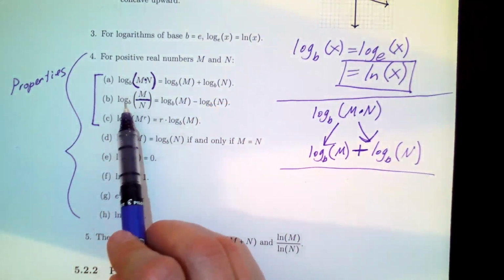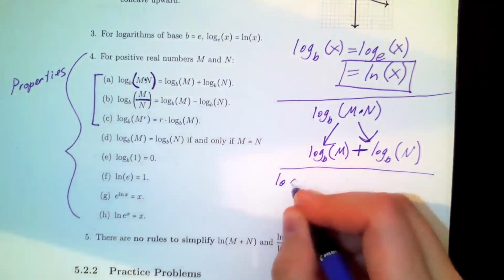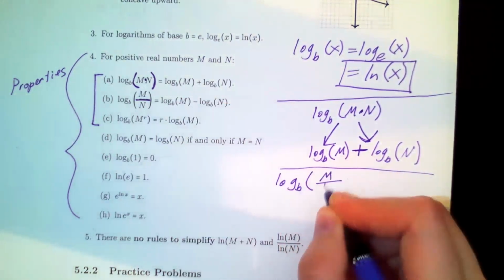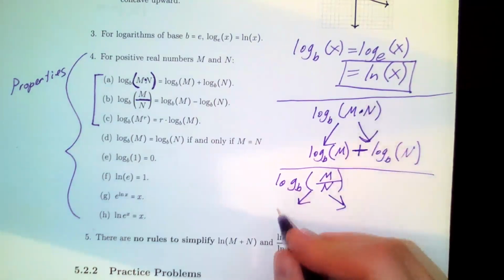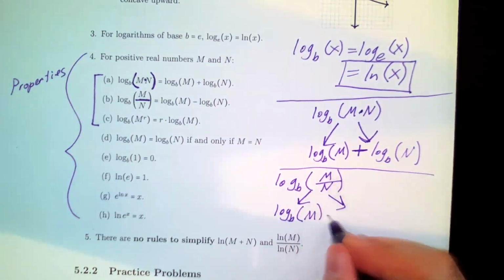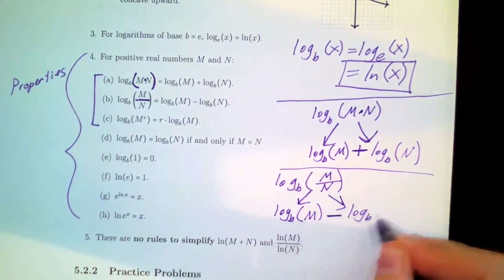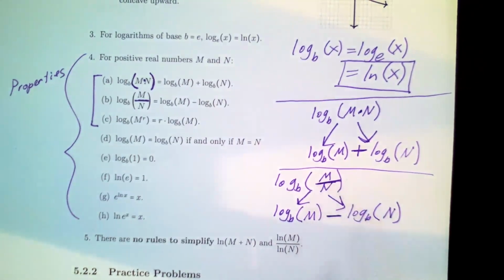This does not work, that it becomes log of the top divided by log of the bottom. Oh no, that's not true at all. If you have log base b of m divided by n, this log splits just like the one up here did. It splits into two different logs: log base b of the numerator minus log base b of the denominator. A division inside one log turns into a subtraction of two separate logs.